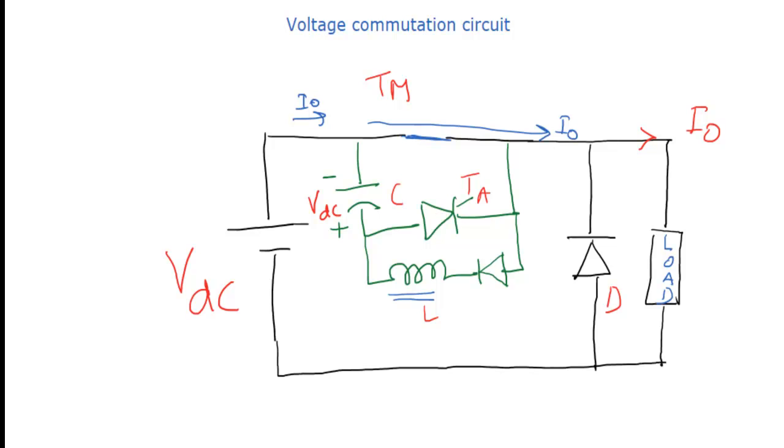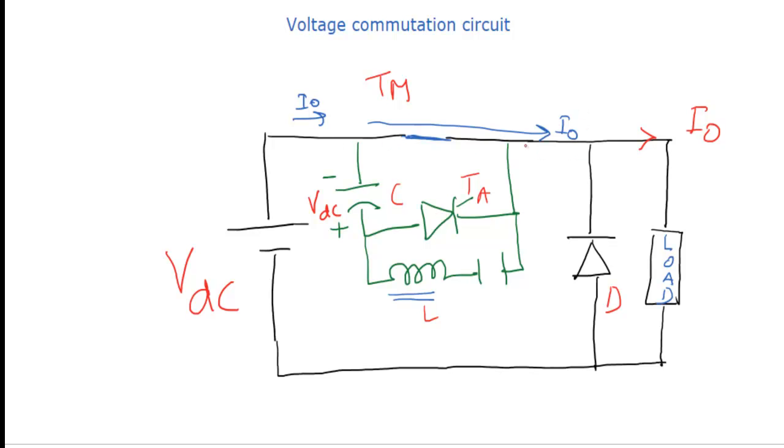That means here the inductor is completely discharged. Now this capacitor will try to discharge in this way, but this diode will not allow it. So the capacitor is not finding any path to discharge. That means the equivalent circuit now is like an open circuit. So in this duration, the current flowing through the main thyristor is only I0.